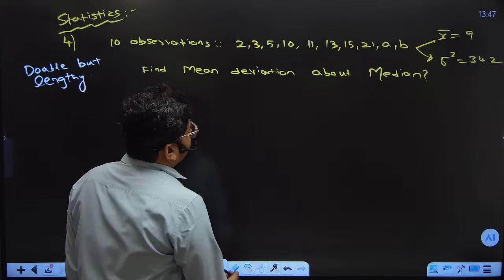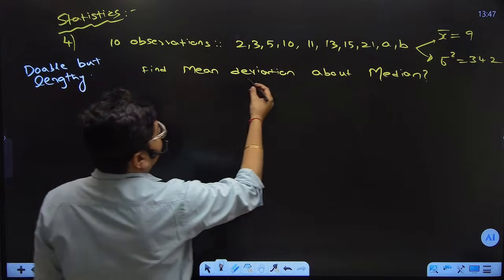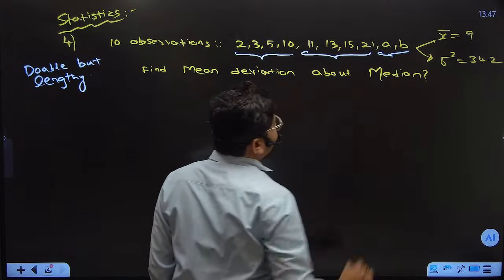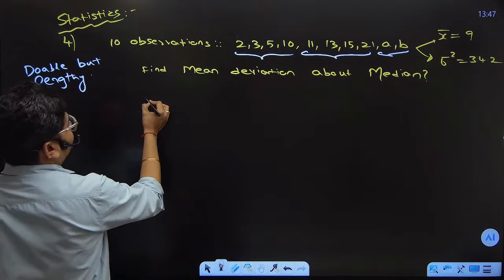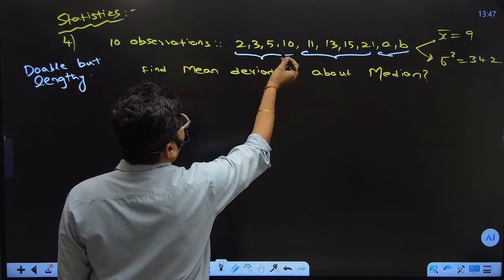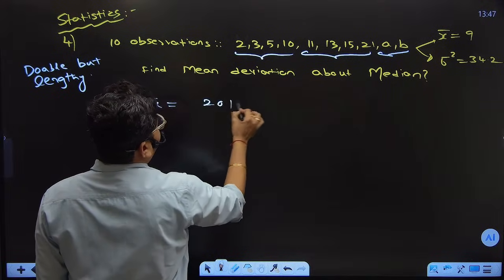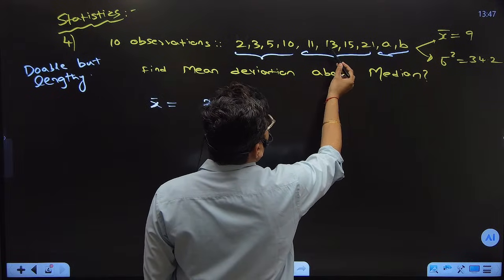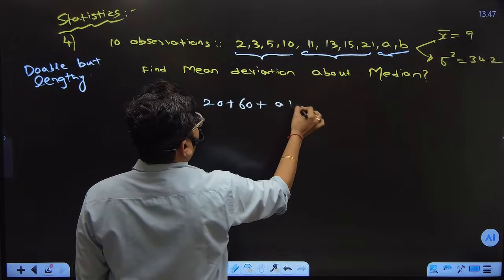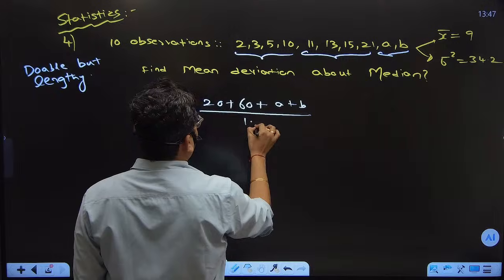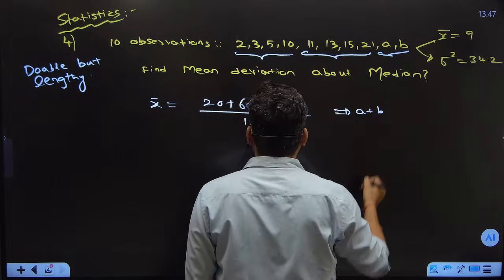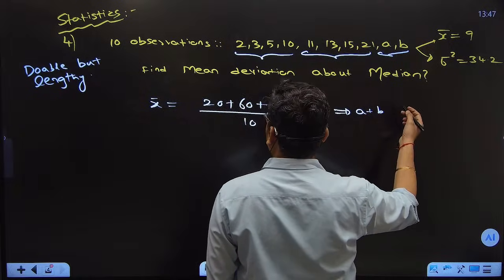Chalo. The mean is given to you as 9. If I observe the number of observations, yes, 10 observations are there. So I can write the mean as the sum of these observations: 10, 20, then 24, 39, 40 plus 20, 60, plus A plus B, divided by the total of 10. This gives me 90, so A plus B is 90 minus 80, which is 10.